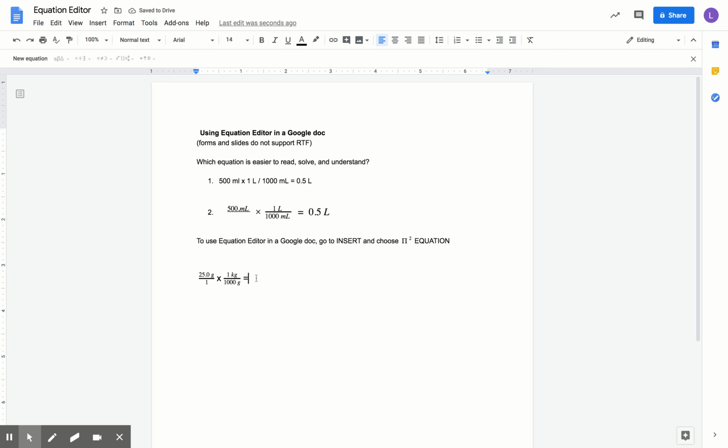And if it's not big enough, you can just highlight the whole thing and go up to your fonts, and you can change the font size and make those a little bit bigger if you want, so that they're easier to read. And that is how you use Equation Editor.